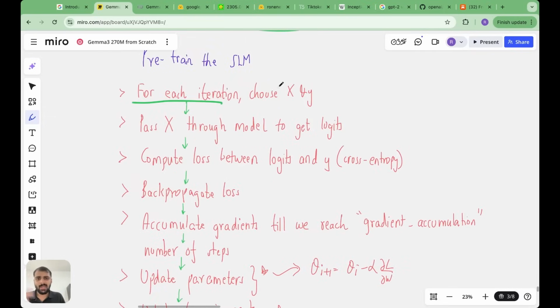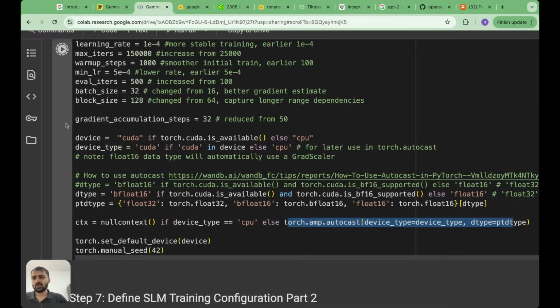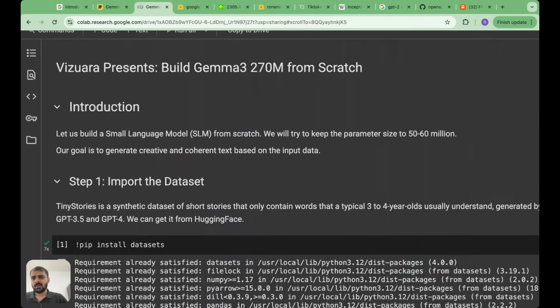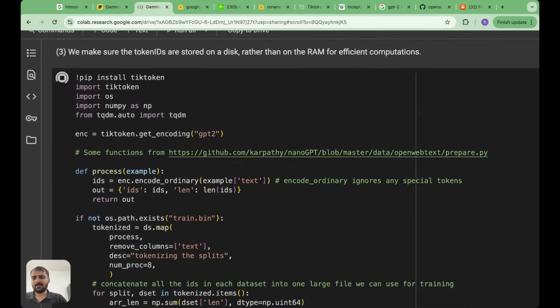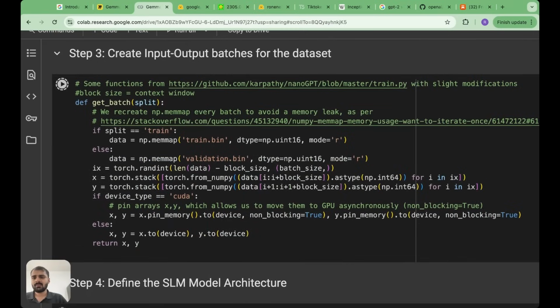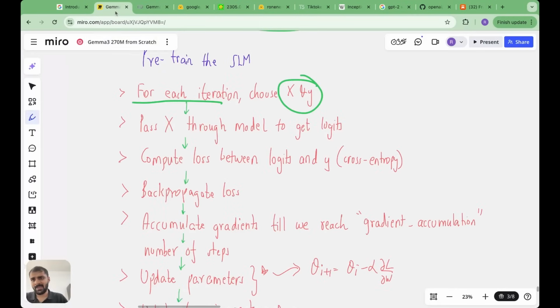For each iteration, I'm going to choose X and Y. How are we doing this? Through the get batch function. So if you scroll up in the code, you will see that there is this get batch function. We are going to use this function to get the input and the output pairs. That's going to be X and Y.